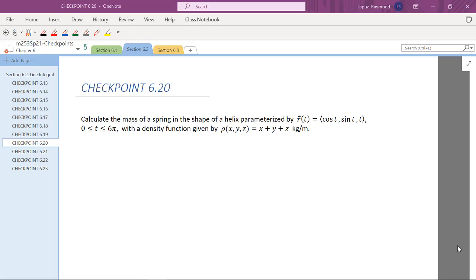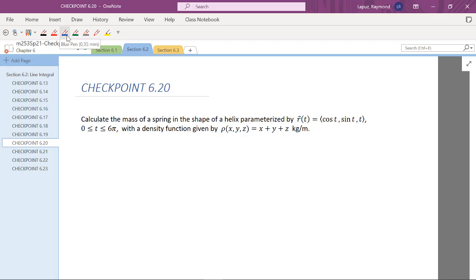Let's do checkpoint 6.20. In this checkpoint, they want us to calculate the mass of the spring in the shape of a helix parameterized by R equals cosine t, sine t, t, and our t values go from 0 to 6 pi. And the density function for the spring is going to be given by rho equals x plus y plus z kilograms per meter.